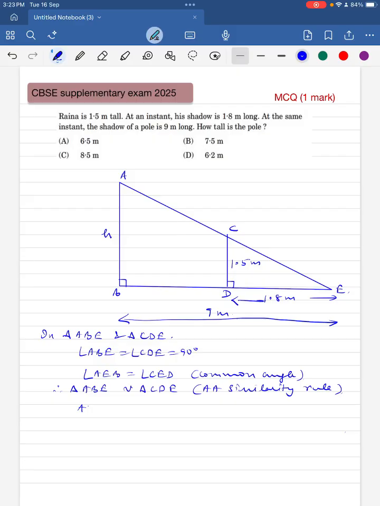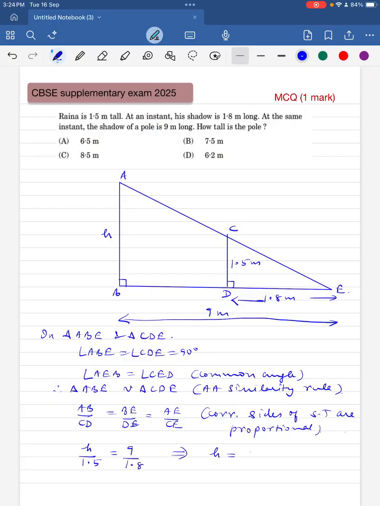Okay, and therefore we know that AB by CD is equal to BE by DE is equal to AE by CE. Why? Because corresponding sides of similar triangles are proportional. Now we know the length AB is h. So h divided by CD, which is 1.5, is equal to BE, which is 9, divided by DE, which is 1.8. So from this, we know that h is equal to 9 into 1.5 divided by 1.8.